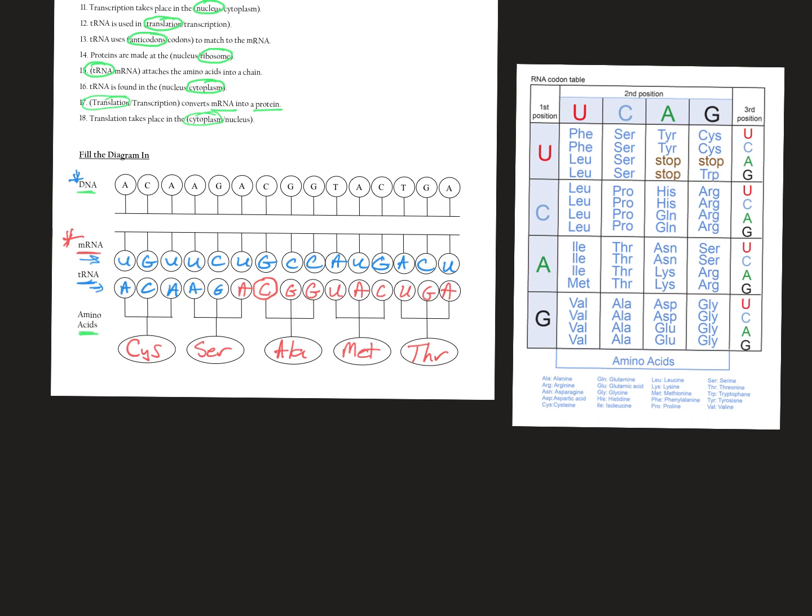But again, the important part is you get the mRNA because the codons are read from the mRNA. So the codons are going to be UGU, UCU, GCC, AUG, and ACU. This is what you're going to read. Let me use the highlighter. This is what you're going to read in triplet fashion off of this chart to get these amino acids. Just be clear on that.